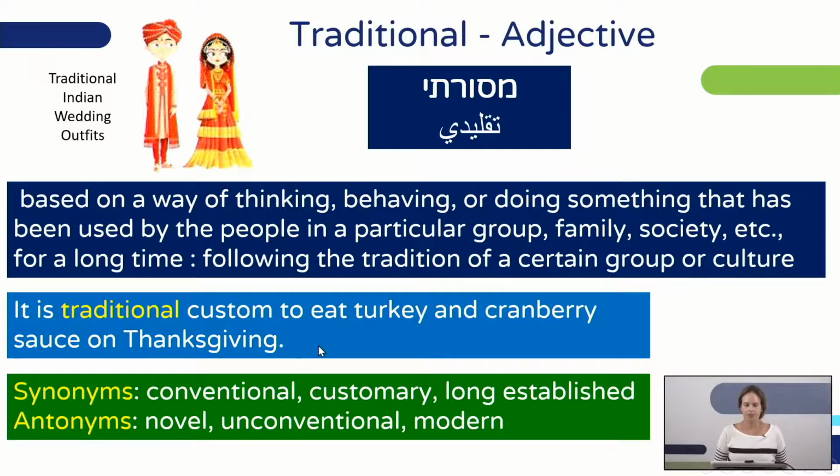An example sentence would be, it is a traditional custom to eat turkey and cranberry sauce on Thanksgiving. Okay? Thanksgiving is a holiday that we have in the United States. Now, a synonym for traditional would be conventional, customary, long established. An antonym for the word traditional could be novel, unconventional, and modern.